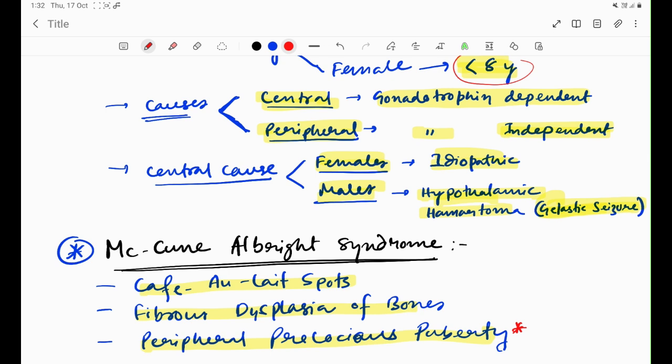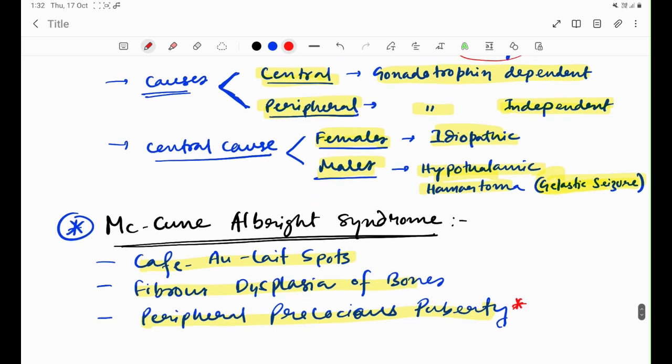Now the causes, two kinds of causes are there. One is central causes, another is peripheral causes. Central causes are gonadotropin dependent, and peripheral causes are independent of gonadotropin. Central cause in female is idiopathic. For male, it is hypothalamic hamartoma, which causes gelastic seizure. There are many other causes, but I have taken one from each. Gelastic seizure is an important cause.